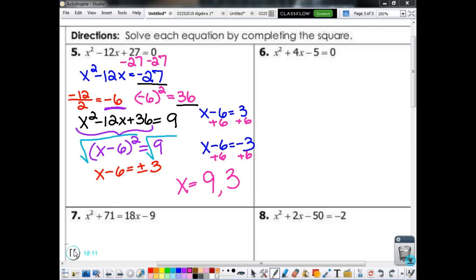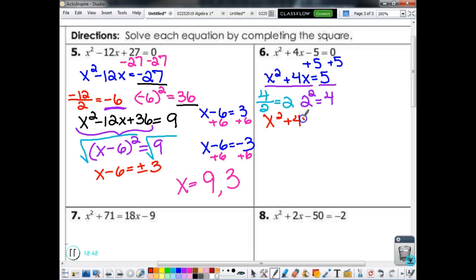So what's the first thing I have to do? Add 5 to both sides. Good. So this becomes x squared plus 4x equals 5. And then? So 4 divided by 2, which is 2. And then 2 squared is 4. So I'm going to add 4 to both sides of this equation right here. So this becomes x squared plus 4x plus 4, and then 5 plus 4 is 9, right?